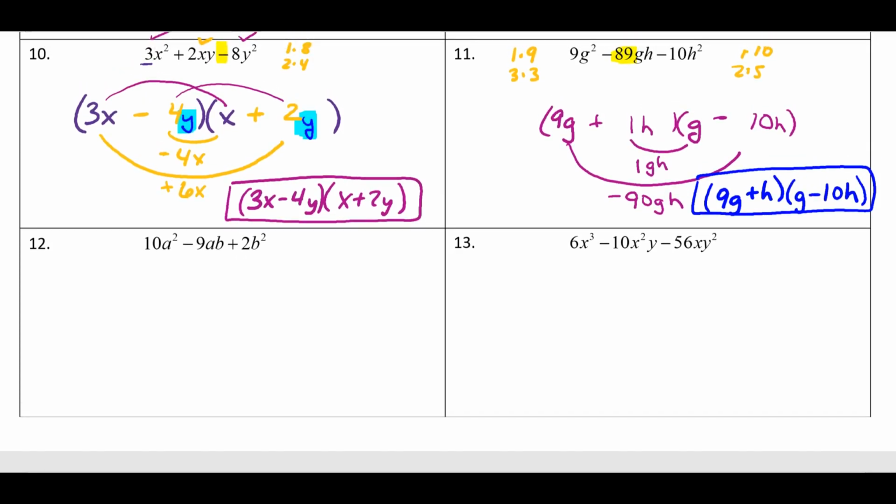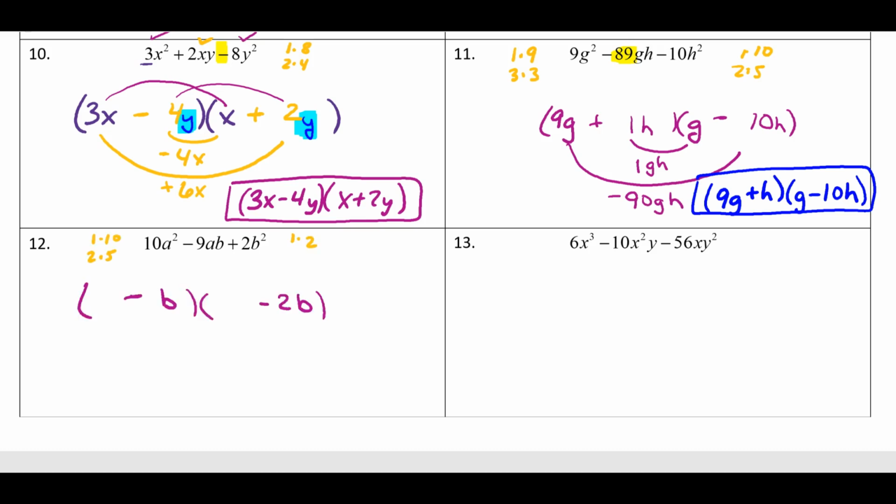Okay, number 12. We always need to check for a greatest common factor. And this one doesn't have a greatest common factor. So, again, I want you to try factoring this one. When you're ready, turn the video back on.